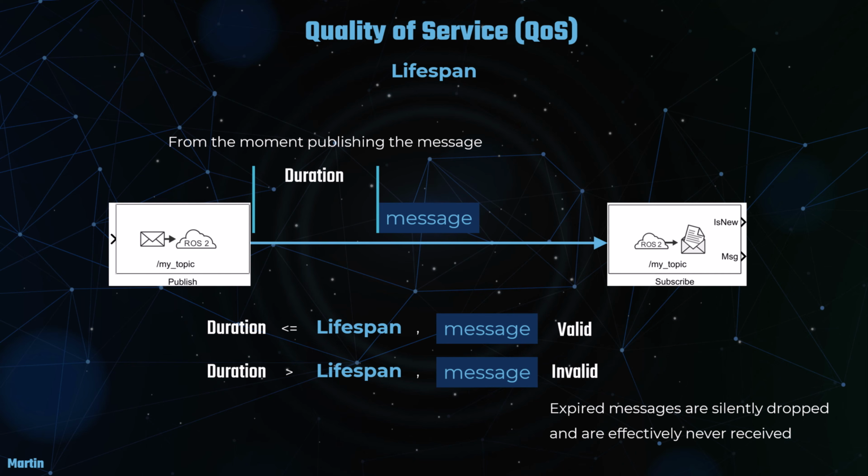After this period, the message will be deleted from the topic history and will no longer be sent to subscribers. Expired messages are silently discarded. If the lifespan QoS policy is not set by the user, it indicates an unspecified duration, which the underlying middleware typically interprets as infinite.